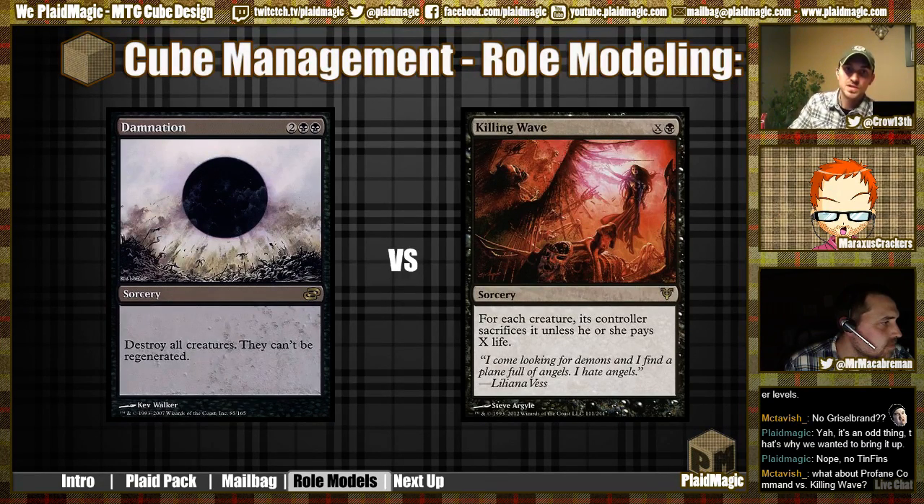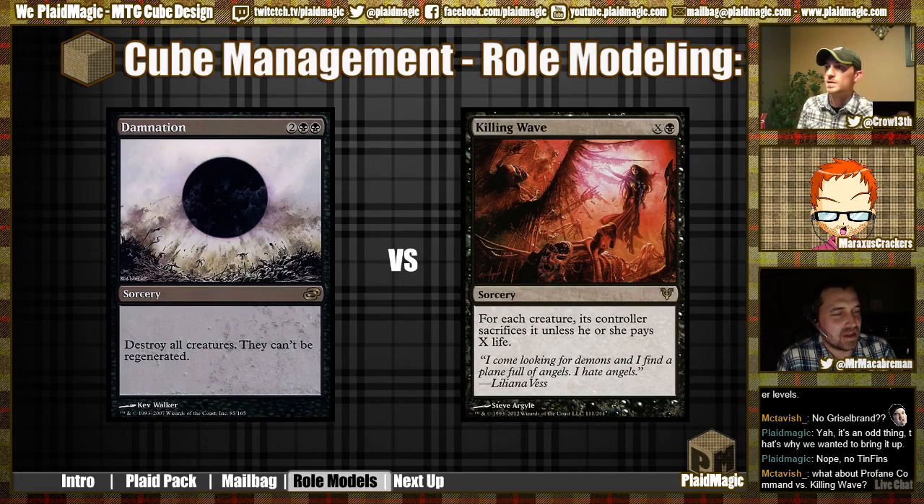We also got the question from McTavish as far as Profane Command versus Killing Wave. Right. Yeah, that's an interesting point. I don't know that I would make the decision between the two because they are two different cards. I guess what we found interesting about Killing Wave is that we're not a normal cube, so it's not a bunch of guys who do this on a regular basis. There's people of various play levels.